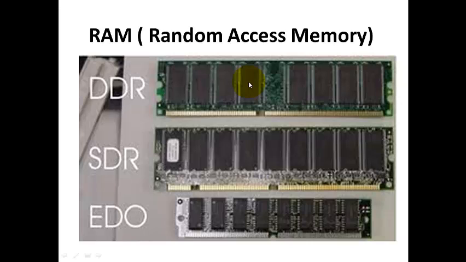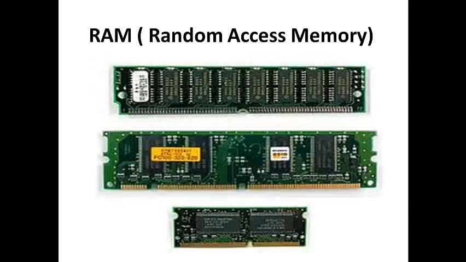Whenever the processor needs information from the hard disk, the speed of the hard disk is low and the speed of the processor is high. So what will RAM do? RAM will take the information from the hard disk and provide it to the CPU on demand. That is the major task of RAM. These are the various examples of RAM.